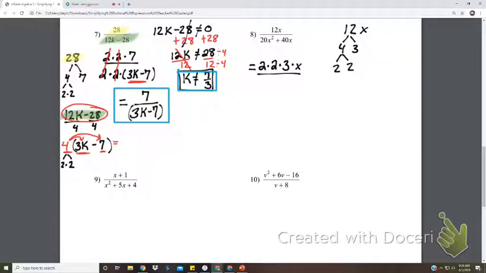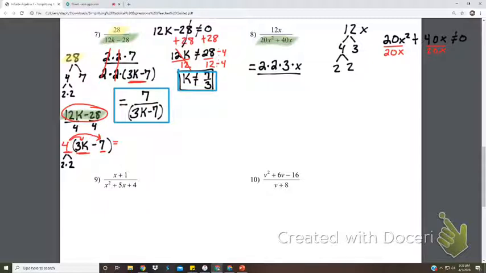And I'm sorry, I forgot to do something. We need to find our excluded value. The 20x squared plus 40x. So when I'm looking at that, since I've got two different x's, I'm going to have to factor this. What 20 and 40 both have in common is a 20, and they both have an x in common, so I'm going to divide out an x.